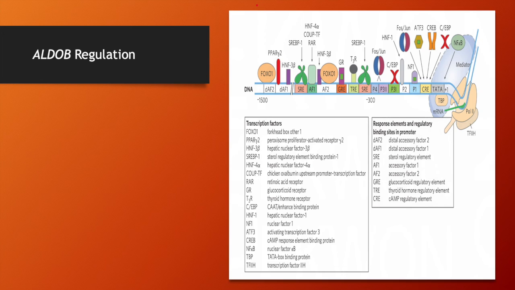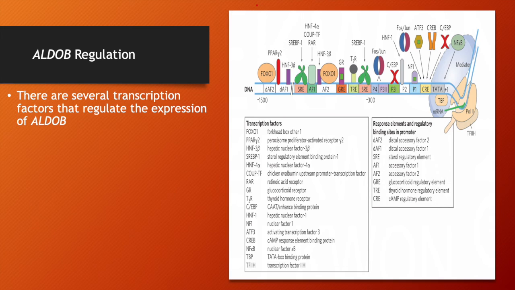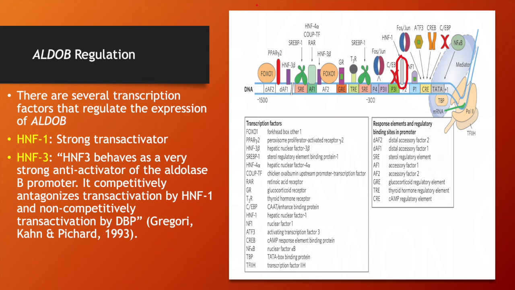Last but not least, we will talk about the different transcription factors that regulate the expression of the aldolase gene. So the first transcription factor is called HNF1, which is a very strong transactivator of the aldolase gene promoter. And on the diagram, as you can see, it's right there. HNF3, on the other hand, is interesting in that it is a very strong anti-activator of the aldolase B promoter or aldolase promoter.